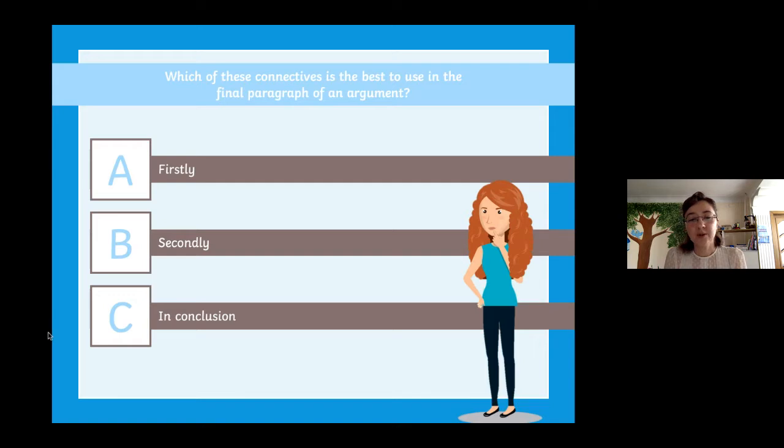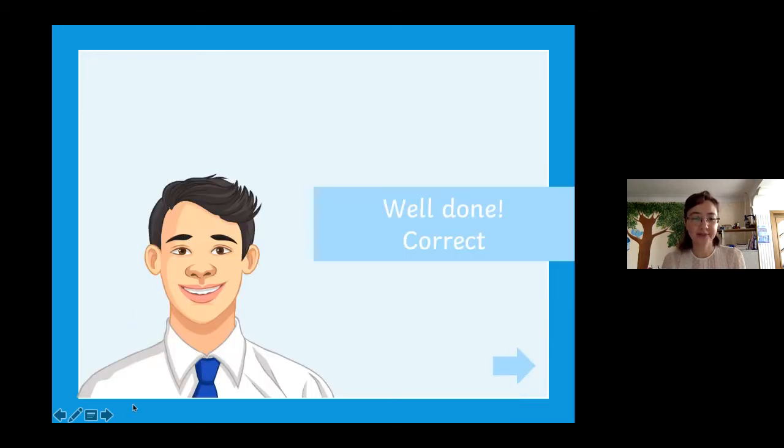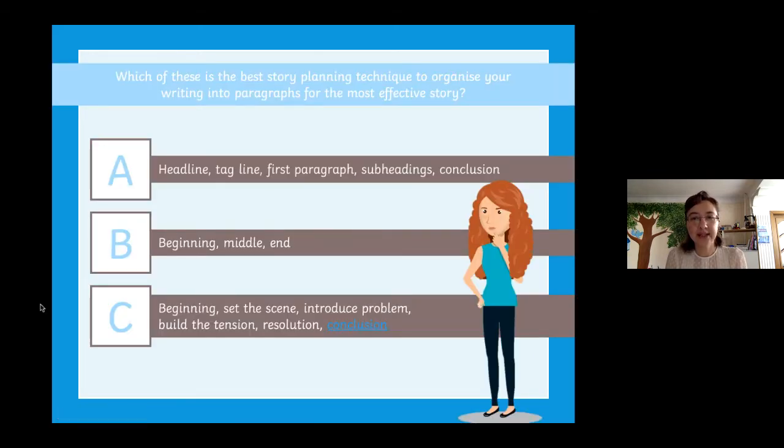This is one of the easiest questions of this quiz, so I'm sure you all chose C, which is in conclusion. Well done. Which of these is the best story planning technique to organize your writing into paragraphs for the most effective story? So here key phrases are best story planning technique and the most effective story.